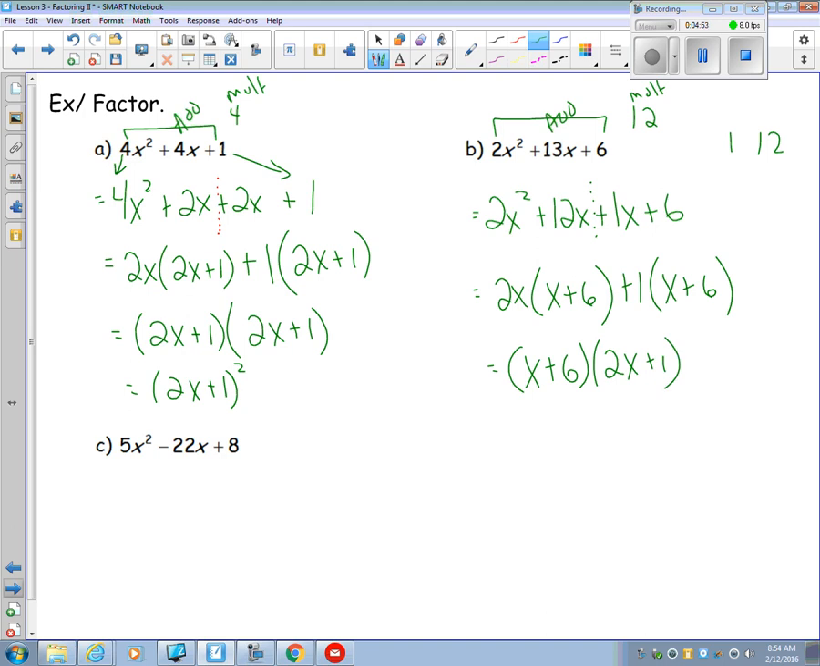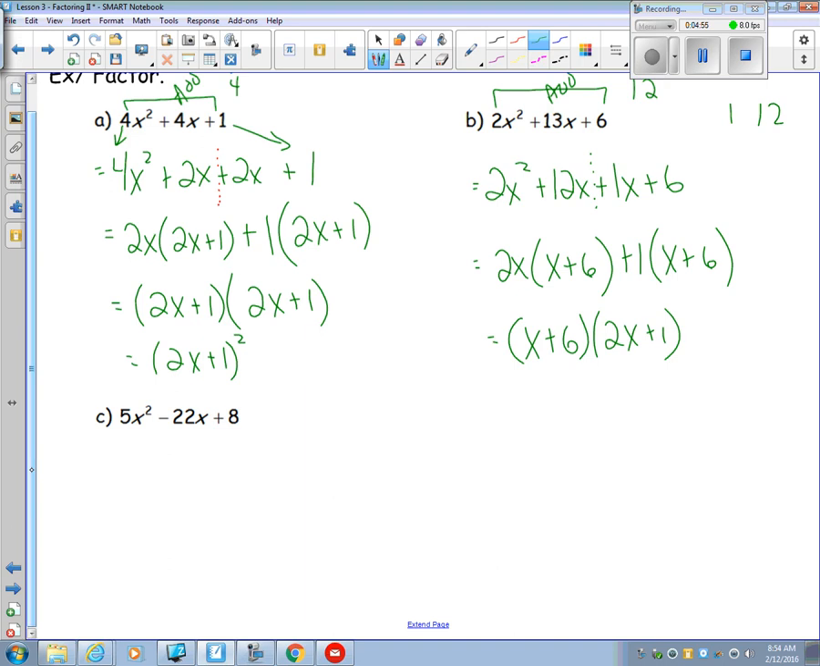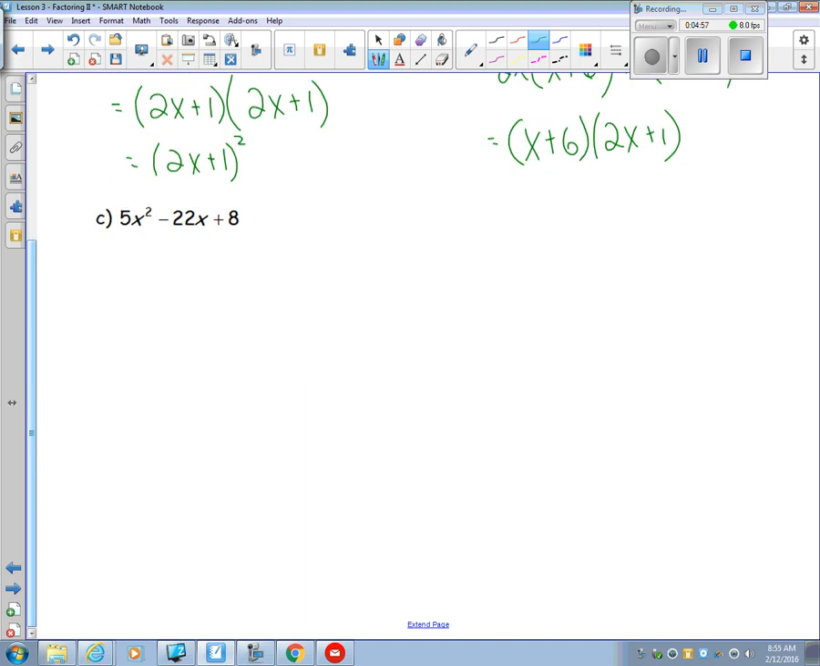You guys give it a try if you haven't done it yet. Hopefully this is the 4th one now, and you've got the hang of this. Okay, 5 and 8 makes 40.